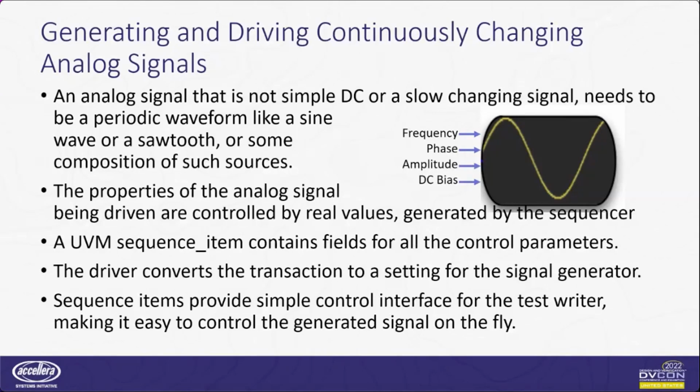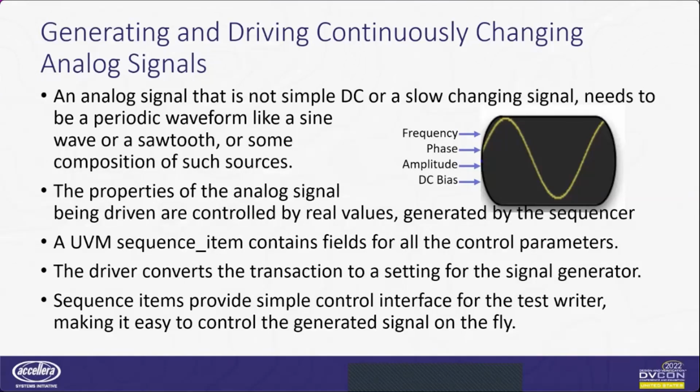So in the same way that a regular UVM driver takes the information in a sequence item and generates the pin level behavior to communicate with an analog DUT, in UVM AMS, we're going to have a sequence item that's going to contain fields to control the analog behavior, whatever that's going to be, and send that through a driver where the driver will then communicate to the analog generator to do the right thing.